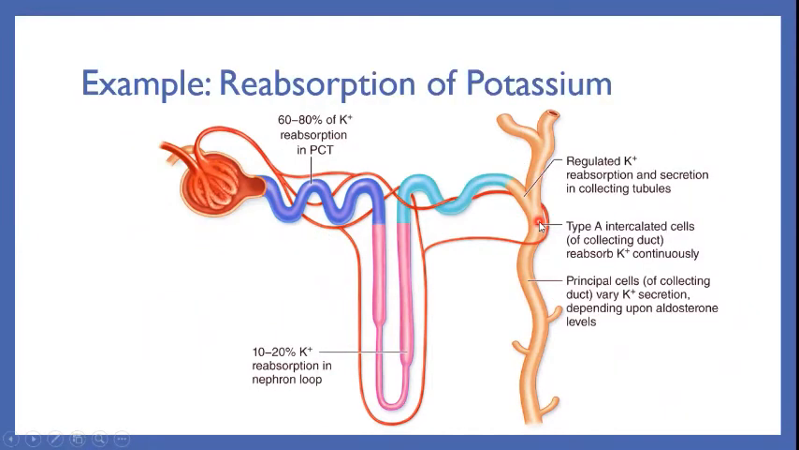Let's use the example of potassium. 60 to 80% of your potassium is going to get reabsorbed in the proximal convoluted tubule. About 10 to 20% could get reabsorbed in the loop. And then a small amount of regulated potassium reabsorption can occur in the two collecting tubules, where certain type A cells are going to reabsorb K, and principal cells vary the amount they secrete. So your levels of different hormones like aldosterone can control how much potassium you secrete here.